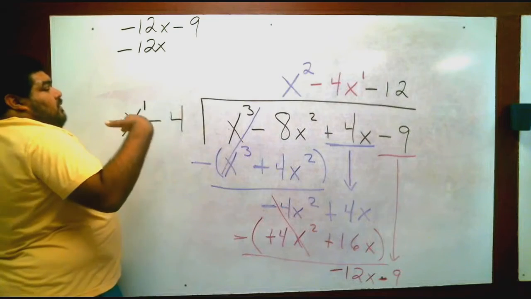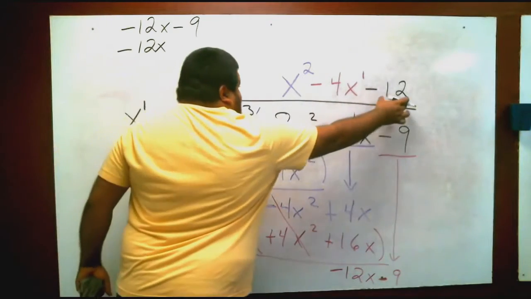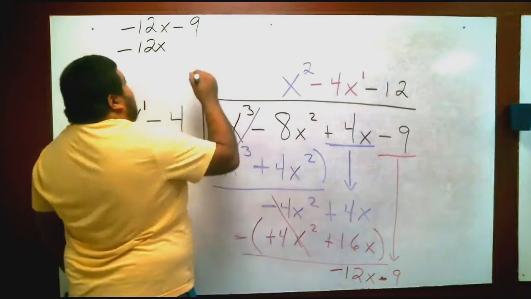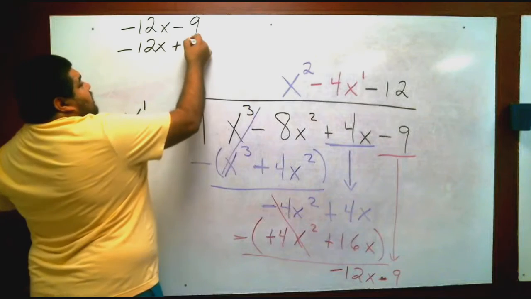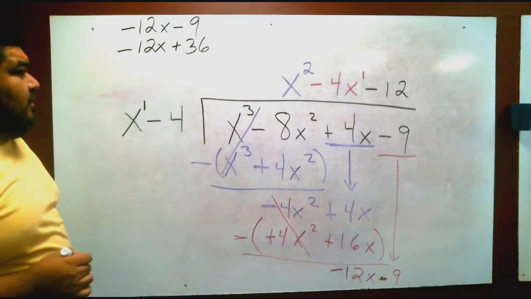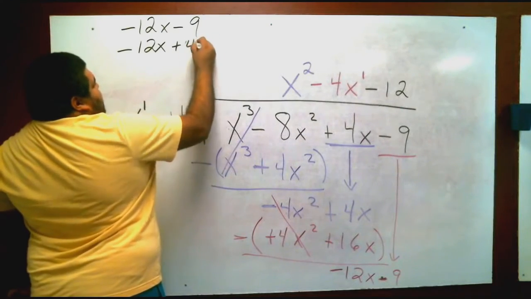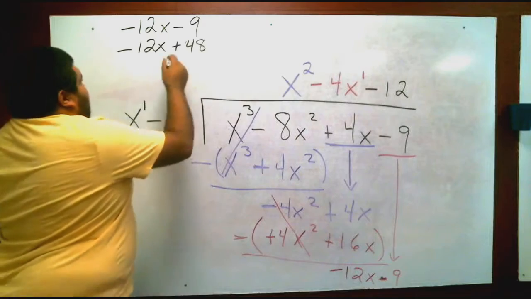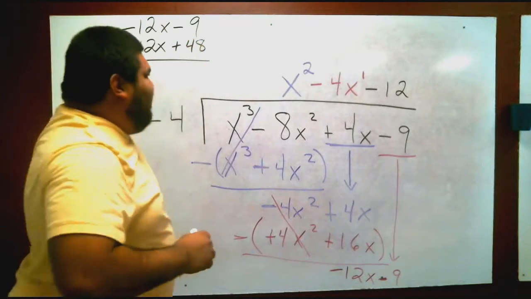Okay? Now, we have the same thing, negative 4 times negative 12. Negative and negative makes it positive. 4 times 12 is 36. Okay? Not 36. 48. Got overexcited there. I was like, wait a minute.